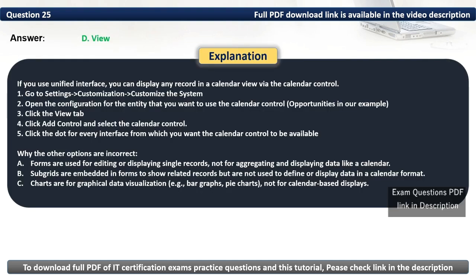If you use unified interface, you can display any record in a calendar view via the calendar control. First, go to settings, then customization, and then customize the system. Then open the configuration for the entity that you want to use the calendar control. Then click the view tab and then click add control and select the calendar control. Then click the dot for every interface from which you want the calendar control to be available.